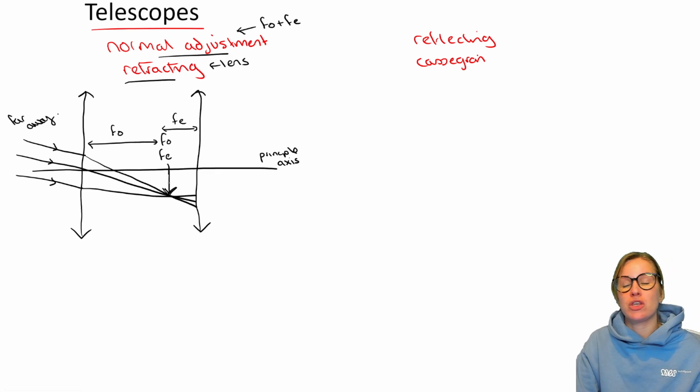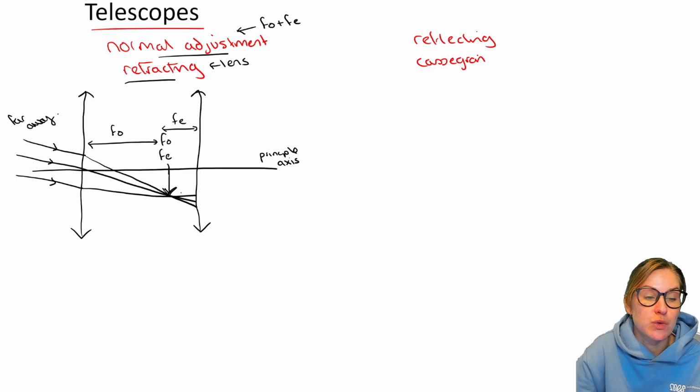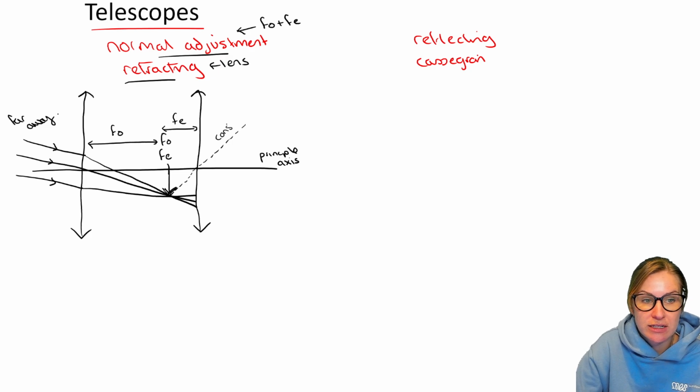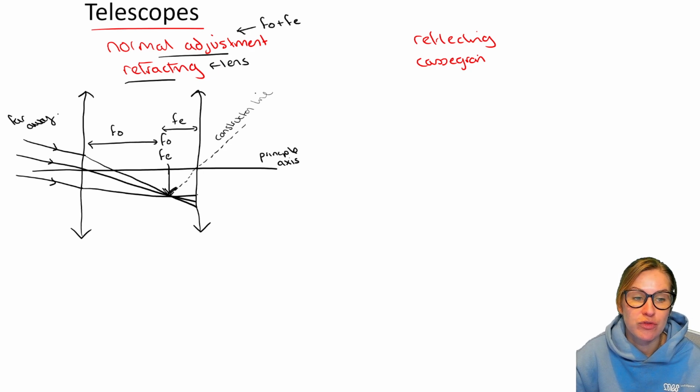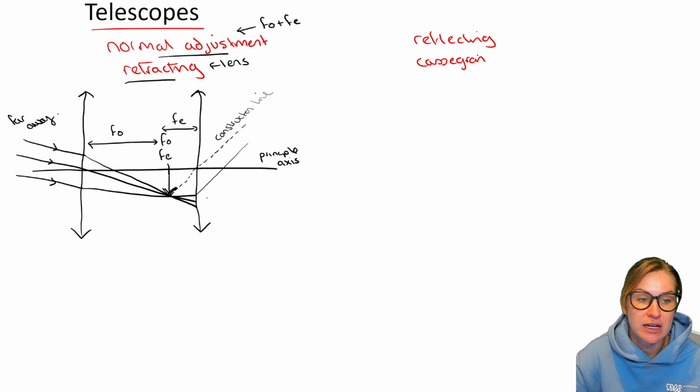Okay, now what to do is you draw a construction line. A construction line you take from the tip of your image through the center of the eyepiece lens, and that's called your construction line. But you use a ruler, obviously. Construction line is your reference line. What you want to do now is draw three rays of light that are parallel to that construction line.